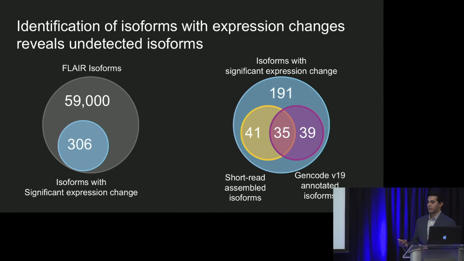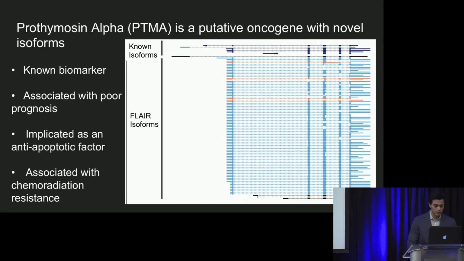So we would have missed these if we just had used regular annotations or short read data, which is really, really interesting. And so I'm going to just highlight one gene that came out of this analysis, which is this PTMA gene.